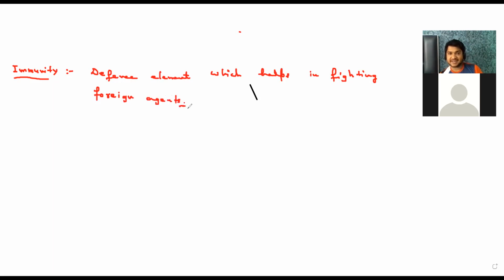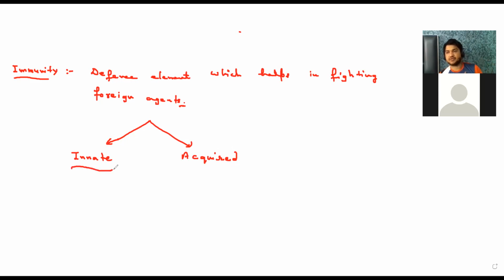Any guesses? Do you know how many types immunity is basically of? Basically, immunity is only of two types. First is innate immunity, and second is the acquired one. Innate means when you were born. When any individual is born, it was already there.